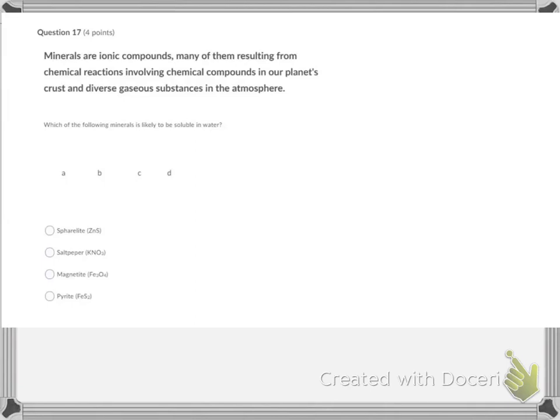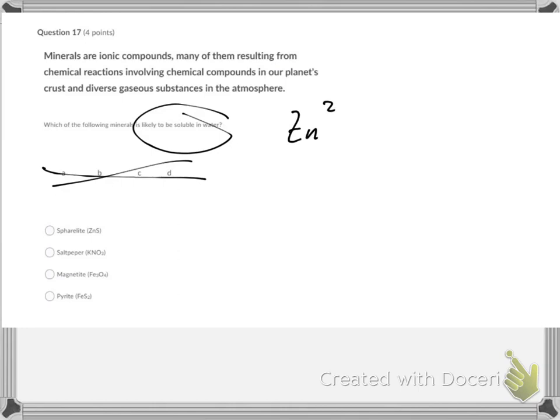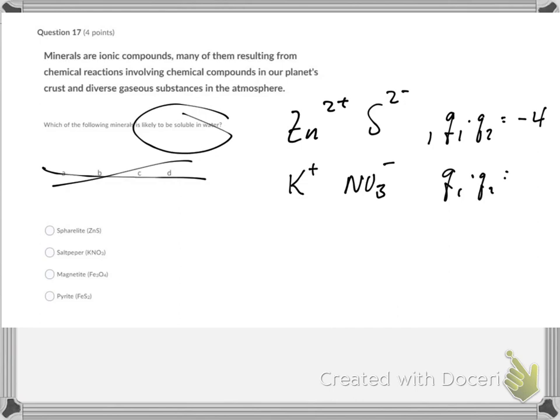Here we want to know which of these answers, so just kind of ignore the A, B, C, D here. Which of these substances would be expected to be soluble in water? Right, so solubility, we first assign all the charges. So the Q1 times Q2 of zinc sulfide is -4. Potassium nitrate is -1.